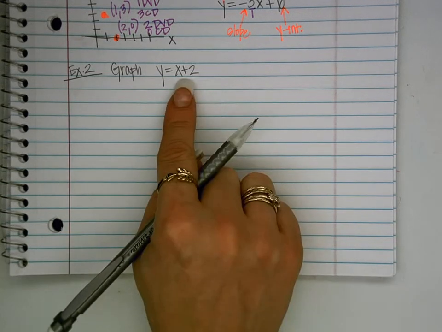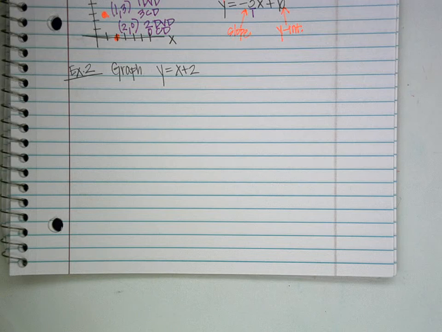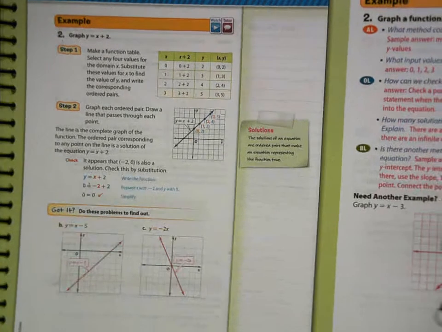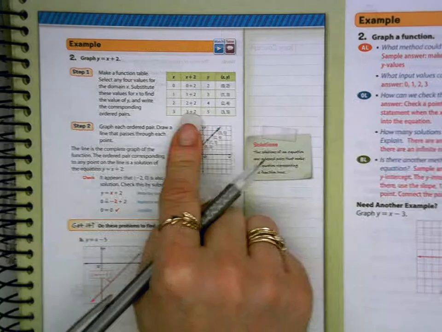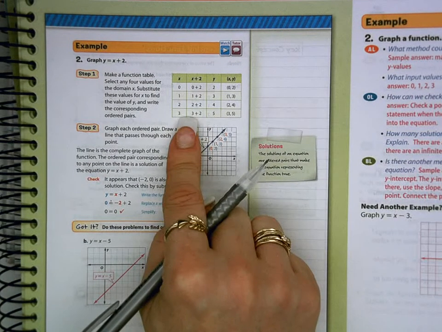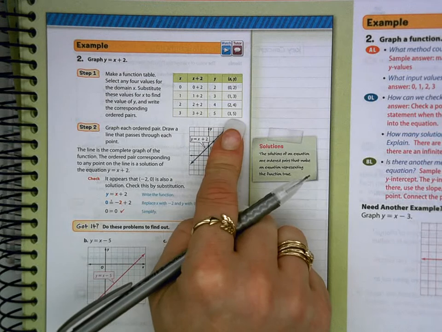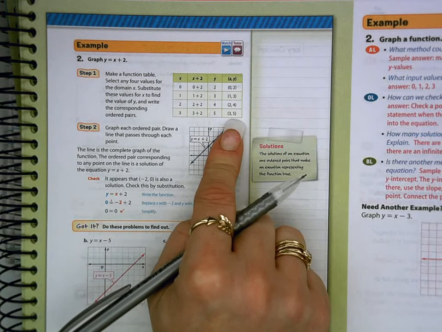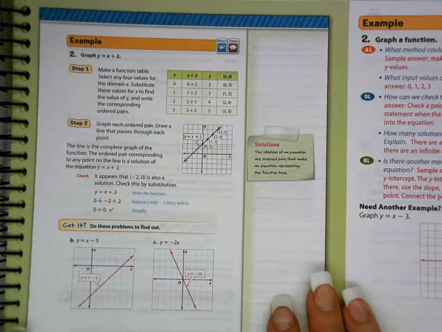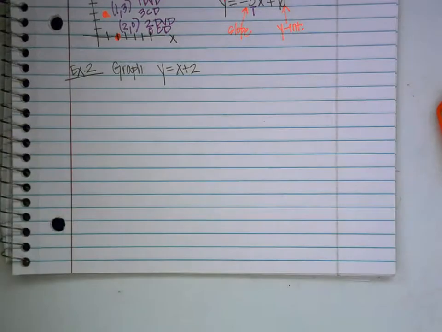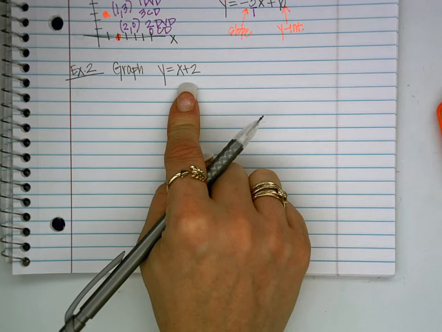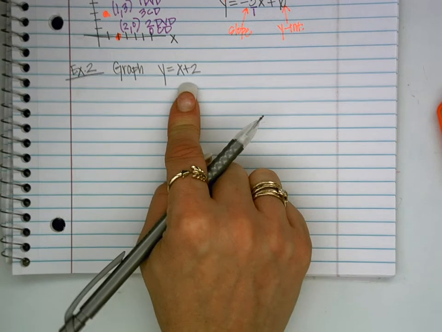Now, usually, in your book, I'm going to show you guys this example. You don't have to write this down. But in your book, they have you plug in points and then solve for them and then graph them. Do we really need to plug in points to be able to graph something? No. Why? Because you know slope-intercept form, right? I feel like your book is doing this backwards.